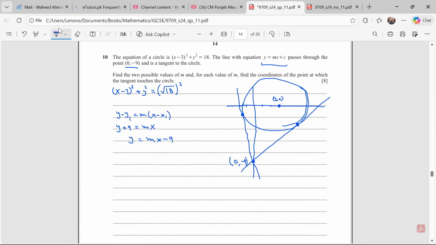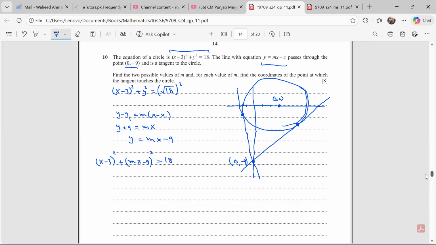And we have one circle. So the point of intersection of this straight line and this circle, you can imagine, is going to be (x minus 3) square plus y square, where y is (mx minus 9), and its square equals 18, right? So the solution of this equation will give me the value of x where the circle and this straight line are intersecting with each other. Okay, so let's try to see what it means.